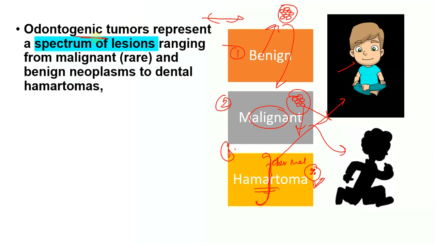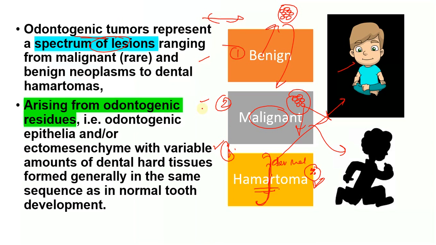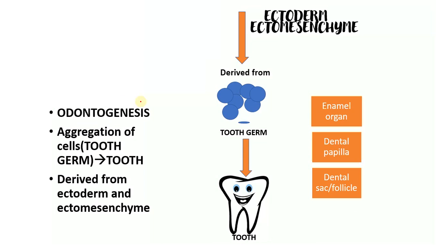So odontogenic tumors represent a broad spectrum which include benign, malignant as well as hamartomatous growths which arise from odontogenic residues. These may be the epithelia or the ectomesenchyme, and depending on the stage there is variable amounts of hard tissue formation. So to understand this a little better, let's go back a little bit in time and look at odontogenesis itself. Odontogenesis is essentially the formation of a fully developed tooth from embryonic cells.